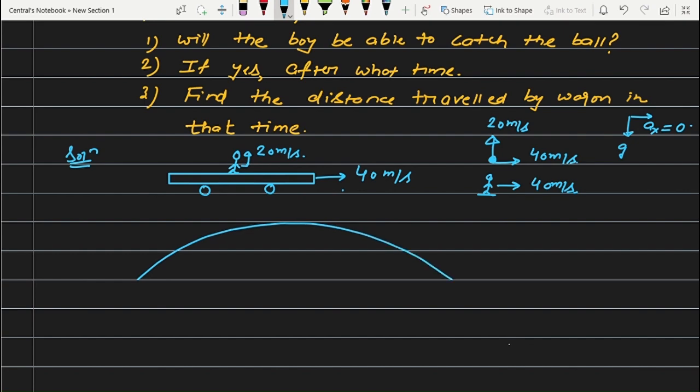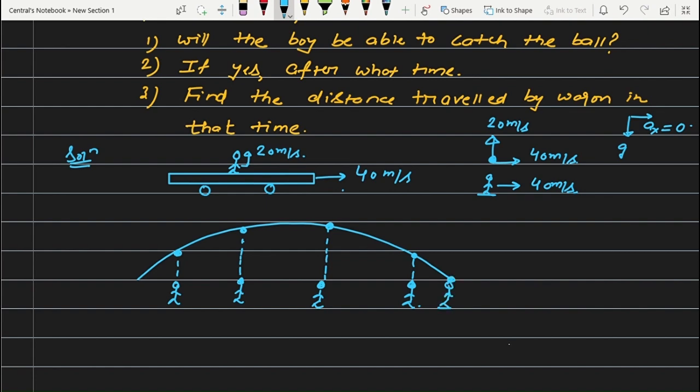And as the ball moves on a projectile path, when the ball is here, the boy will be exactly below it, here. When the ball is here, the boy again will be exactly below it. The boy is moving only horizontally and the ball is also moving with 40 meters per second in the horizontal direction. So neither the ball nor the boy will be moving at a greater speed. Both will be moving at the same speed in the horizontal direction, I'm saying. And finally the boy will be able to catch the ball.